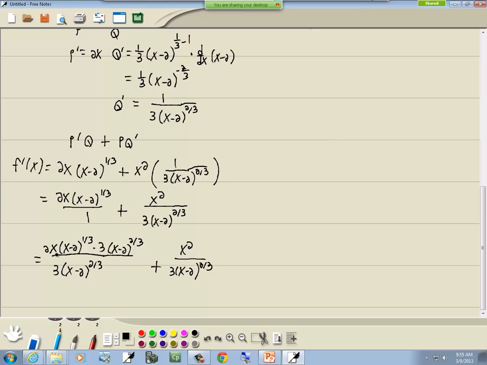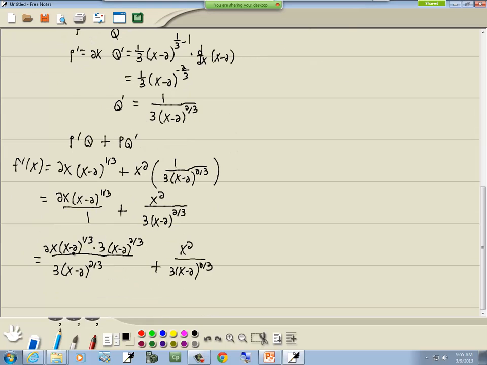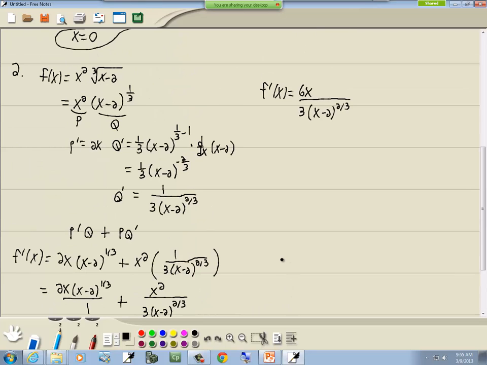Well, in this first fraction here, we got 2x times 3, that gives us 6x. We also have x minus 2 to the 1/3 times x minus 2 to the 2/3. Since these are both x minus 2 to a power, I can add the exponents. 1/3 plus 2/3 gives us 1. So that gives us x minus 2 to the first power.